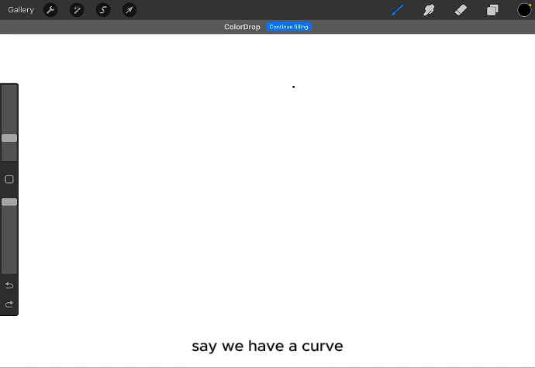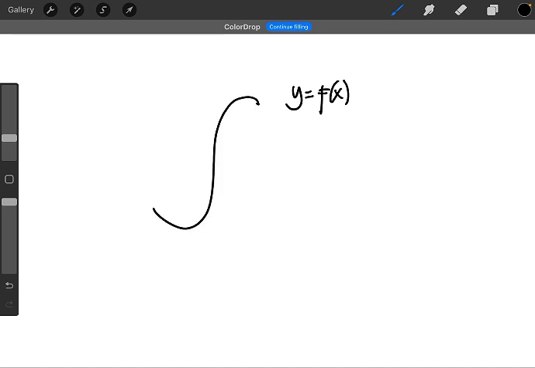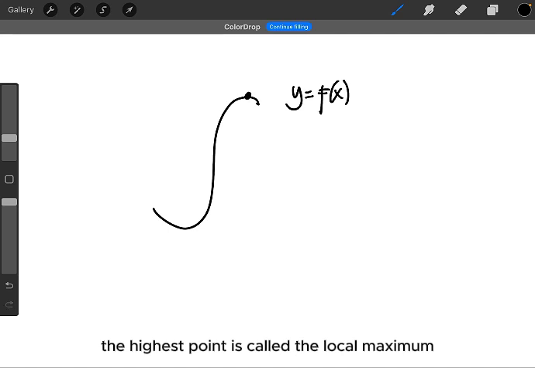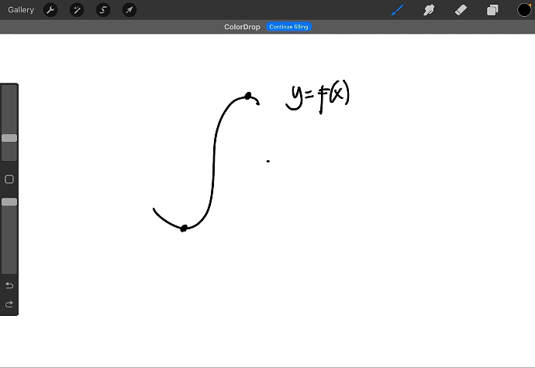Say we have a curve y is equal to f of x that looks like this. The highest point is called the local maximum and the lowest point is called the local minimum, which are also called the critical points, wherein the value of the abscissa of this point is called a critical value or a critical number.